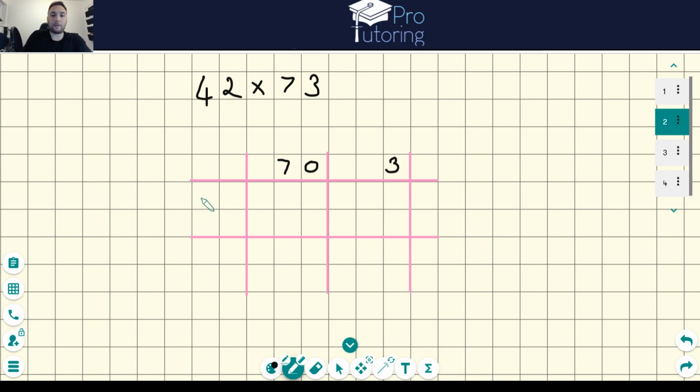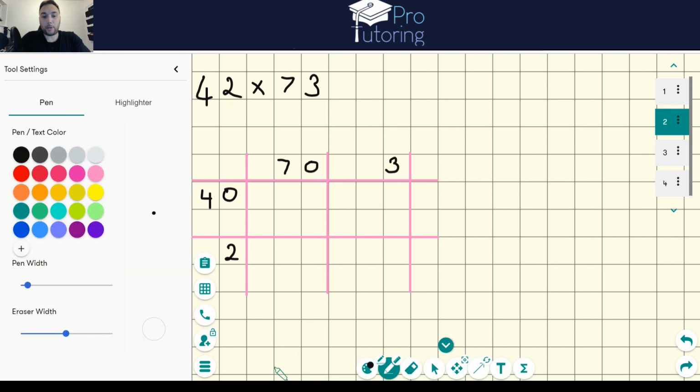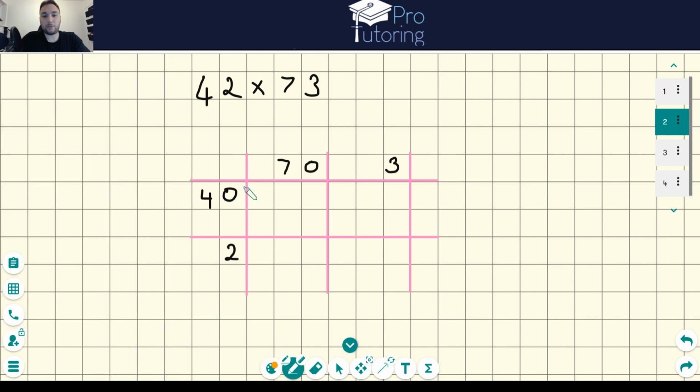And then on this side, if you haven't already guessed, we're going to have 40, and then we're going to have 2. Now, I'm going to show you what we're going to do before we do it. So, let's use a different color to pink. Orange. Right. So, I'm going to multiply 40 by 70, then 40 by 3. And then I'm going to multiply 2 by 70, and then 2 by 3. And at the end, I'm going to add them all up. So I'm letting you know that in advance.